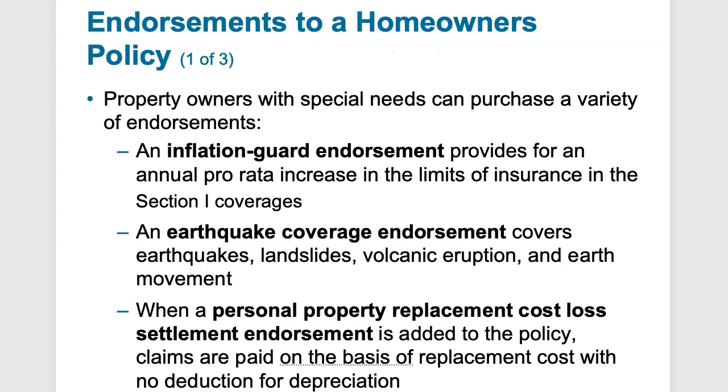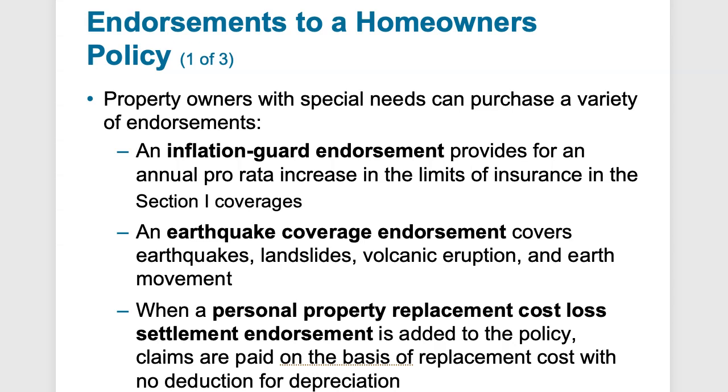Now, there are a couple of additional endorsements that can be added to your homeowner's insurance. One could be the inflation guard endorsement. The inflation guard endorsement is going to help because the cost and value of the home change over time, and this is because of inflation. As anybody knows, home prices and home values do increase. So if you have insurance that doesn't keep up with inflation, you could wind up in a situation where you don't have enough insurance to replace your home.